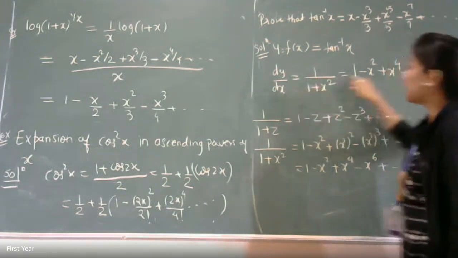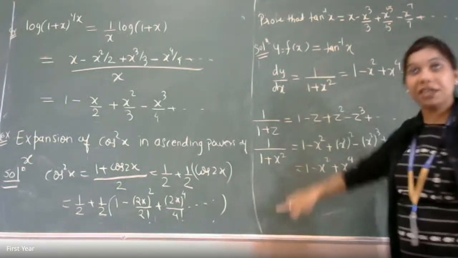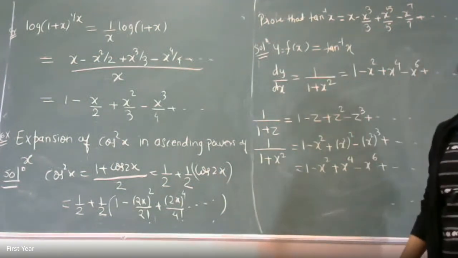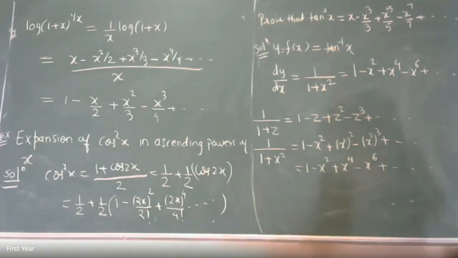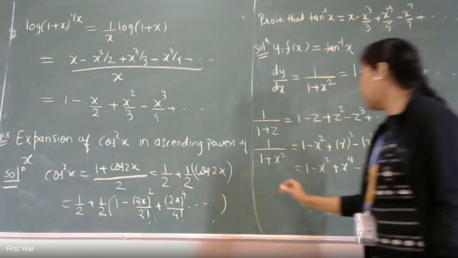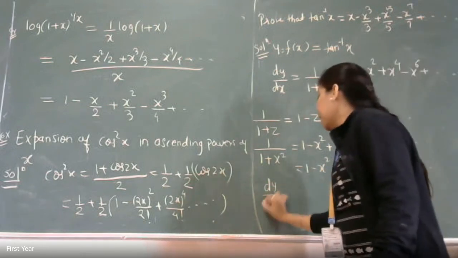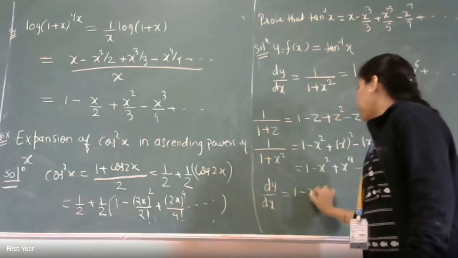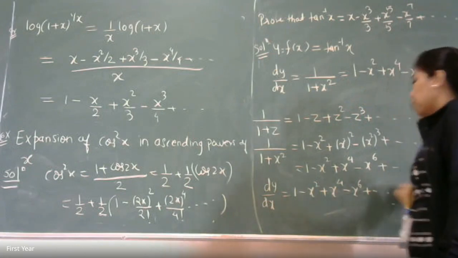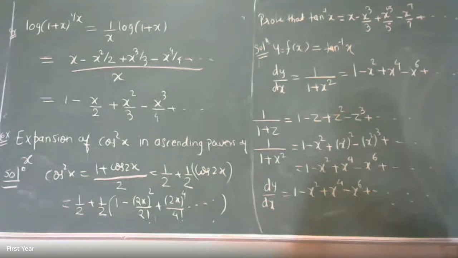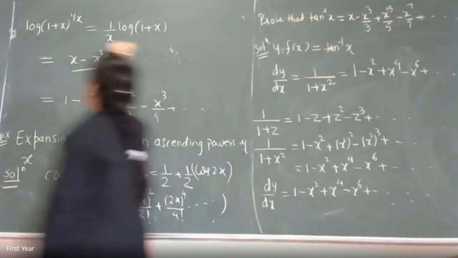This is dy by dx. So now if I again integrate it, I will get the answer. Are you getting it? So that's why this method is called the method of differentiation and integration. Therefore dy by dx is equal to 1 minus x squared plus x raised to 4 minus x raised to 6 plus dot dot dot. And now integrate this to get the expression.